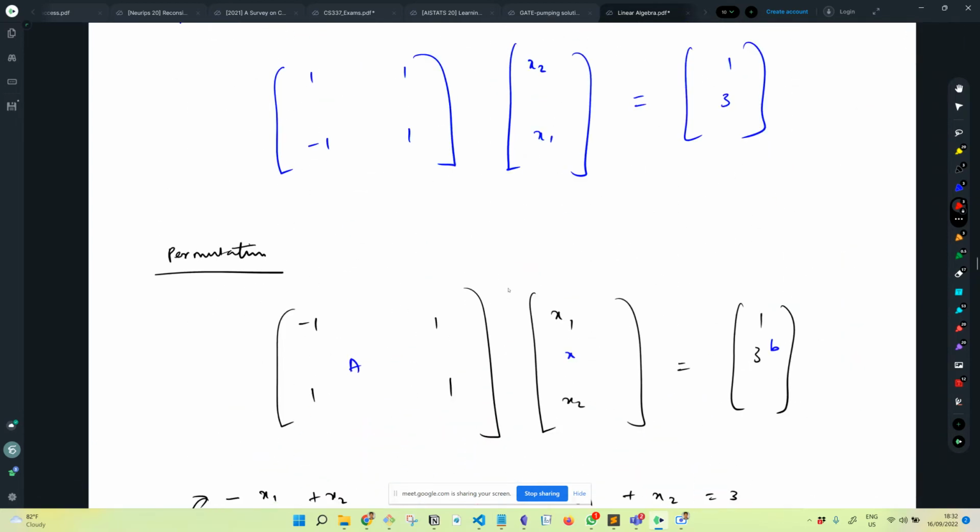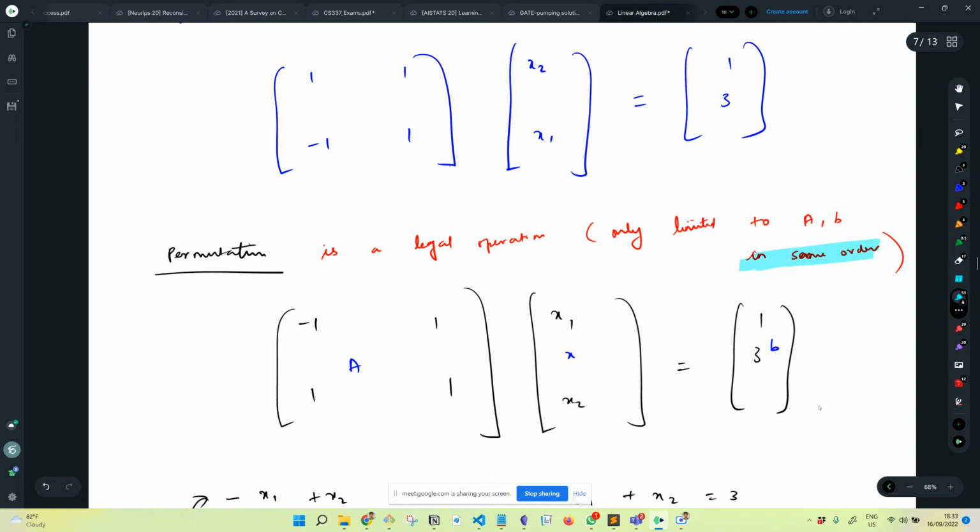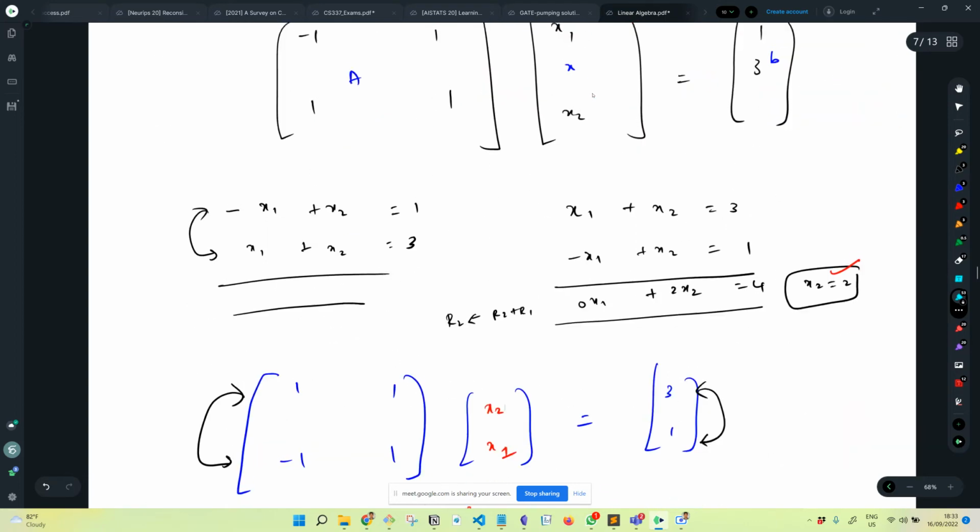Let me formalize this. Permutation is a legal operation, but your permutation should be only limited to A and B in the same order. This is very important. You should permute in the same order. Now we have seen two operations: one I call the linear combination, the other I call the permutation.